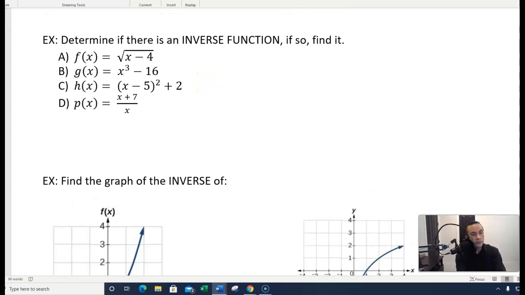All right, let's go to this one. Determine whether there is an inverse function. If so, go ahead and find it.